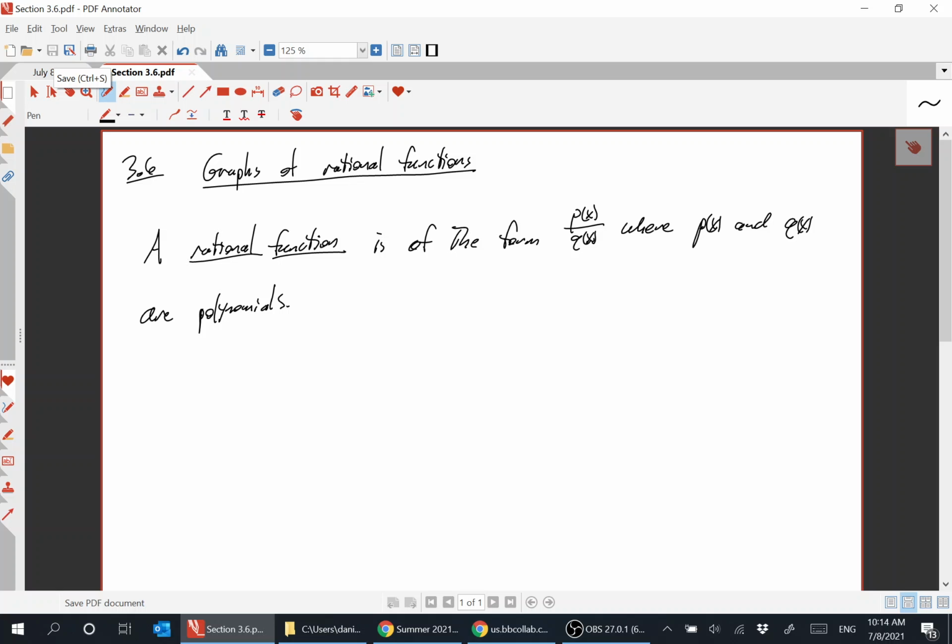So we're going to concentrate on graphing those where the degree of p is less than or equal to the degree of q. So we will show how to graph y equals p of x over q of x. We'll not show how to graph, we will discuss the graph.